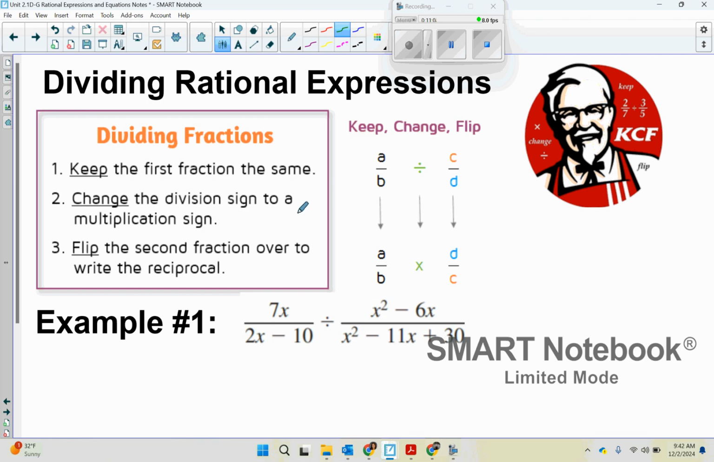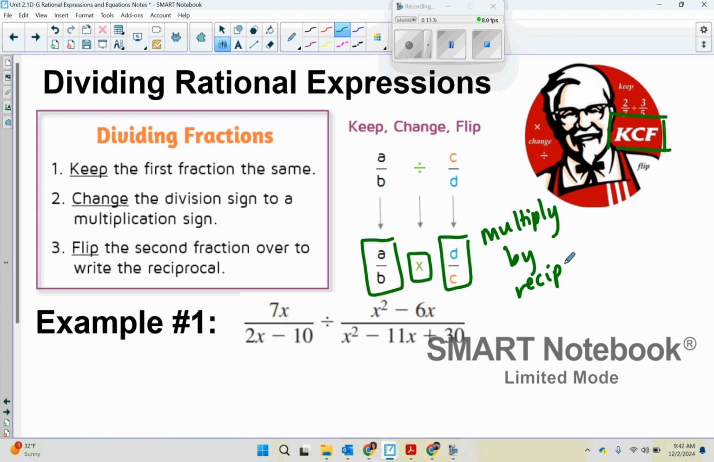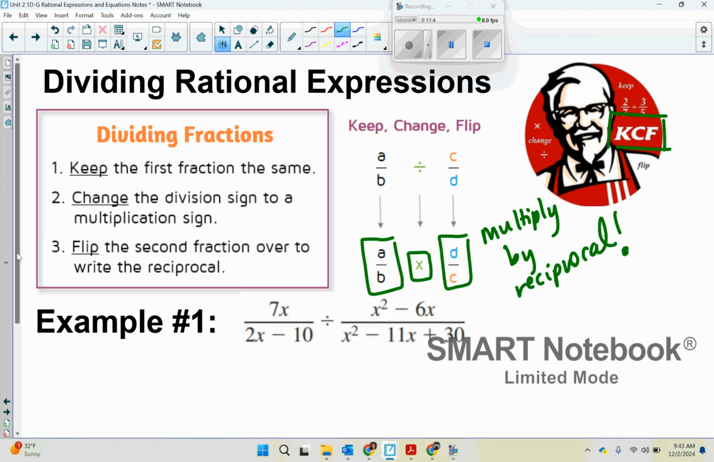Dividing rational expressions. So dividing and multiplying are essentially the same thing, just with one extra step with the dividing, which means we are going to keep, change, flip, just like our modified KFC symbol says here with our KCF. So we're going to keep the first fraction, change the sign from division to multiplication, and then we are going to flip the second fraction, aka multiply by the reciprocal. Okay, so instead of dividing, you hear me say it a lot, multiply by the reciprocal.